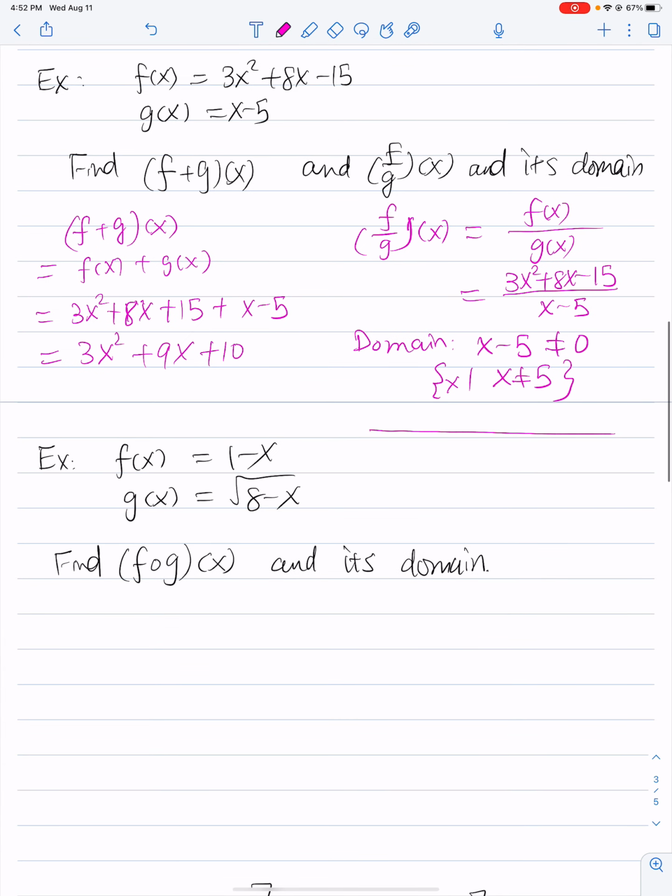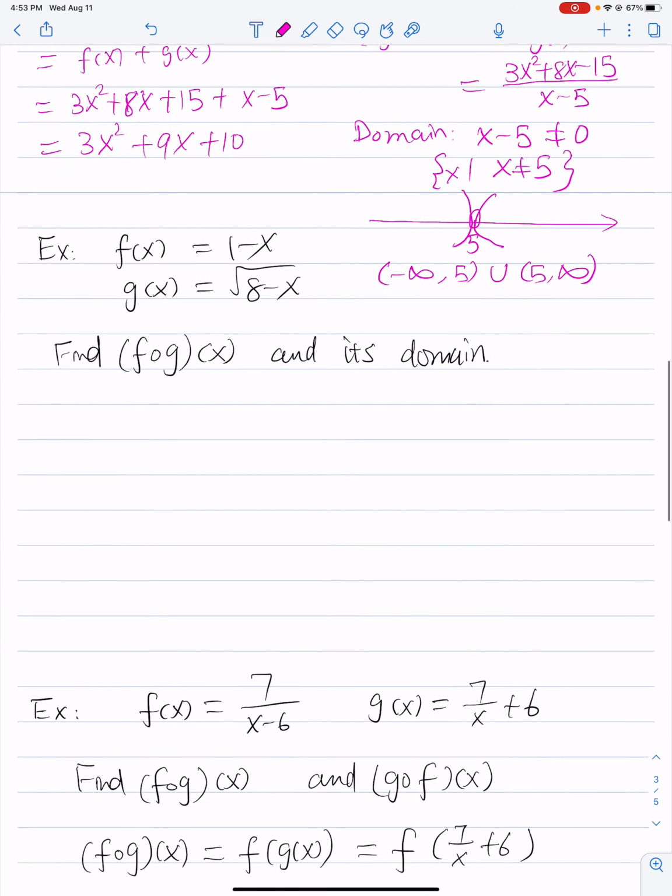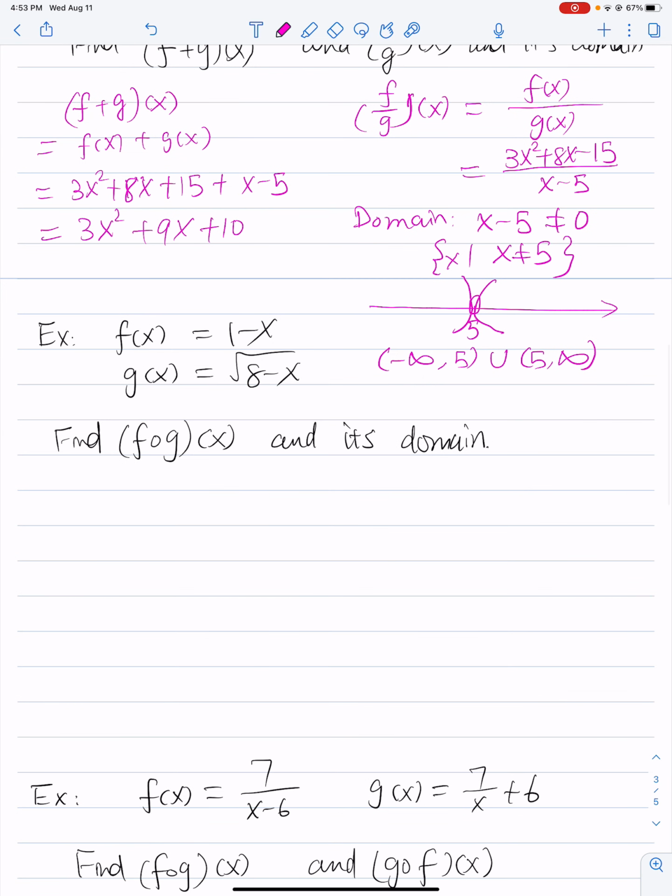And similarly, what will be the interval notation? On 5, open circle becomes what? Two parentheses. So negative infinity to 5, union 5 to infinity. Okay, so this is this one.